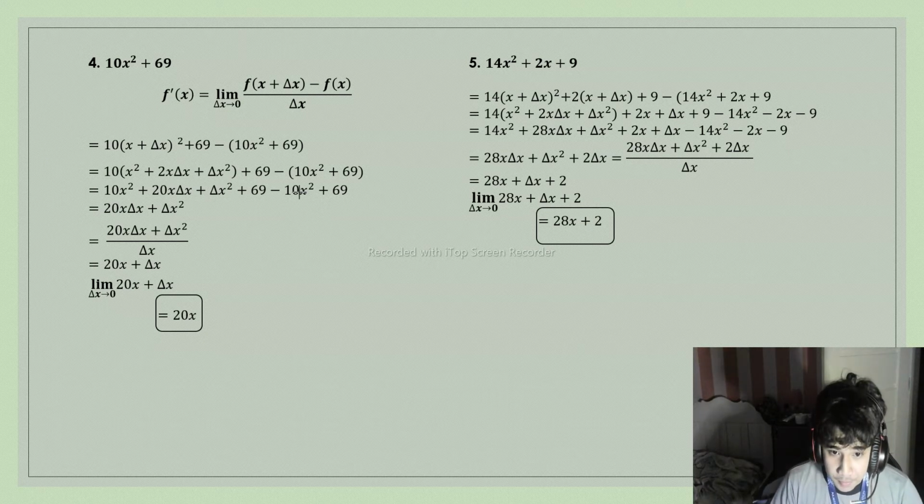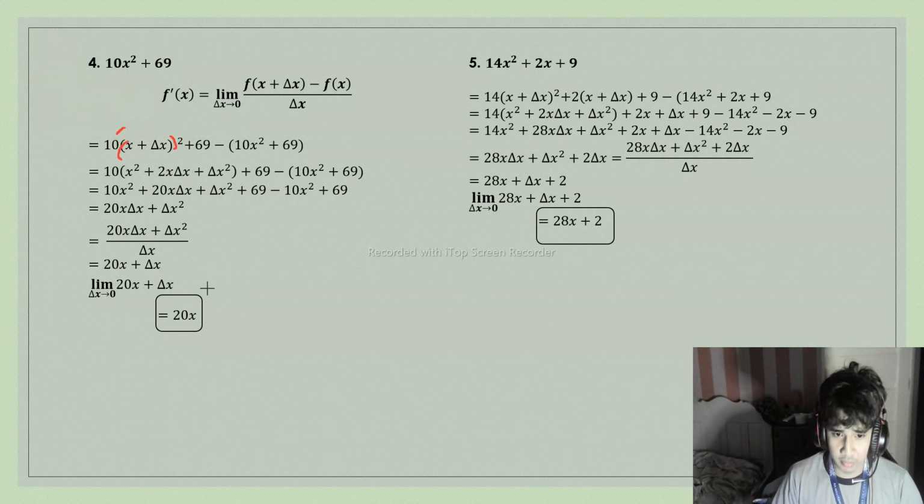Simplify natin. Ito muna pala. Perfect square binomial. X squared plus 2x delta x plus delta x squared. Then, next step, distribute natin yung 10. That will leave us 10x squared plus 20x delta x plus 10 delta x squared. Wait, I think yan, 20x delta x siya. It doesn't matter kasi sa bandang huli naman ganun din maging sagot. Pero mas maganda ng tama.